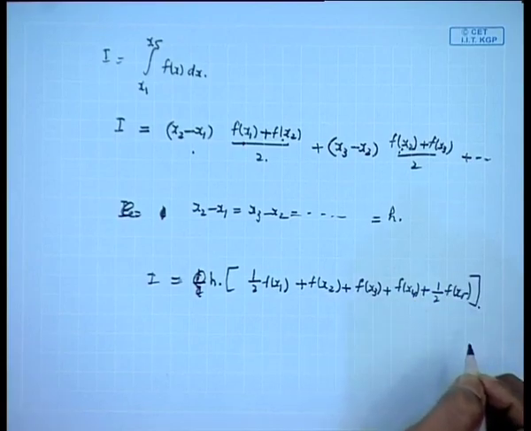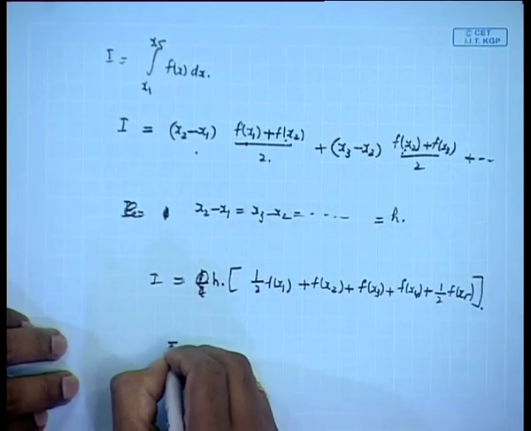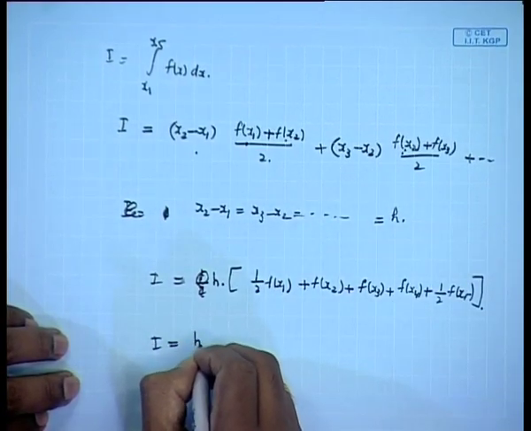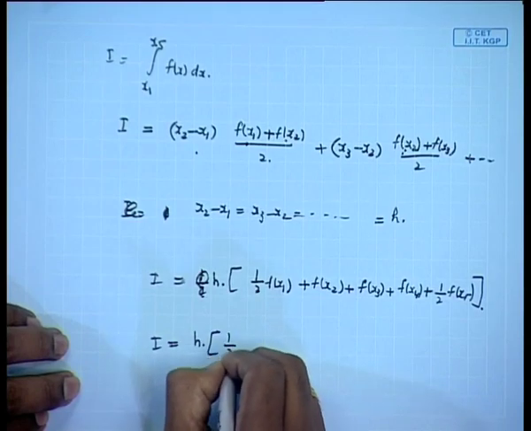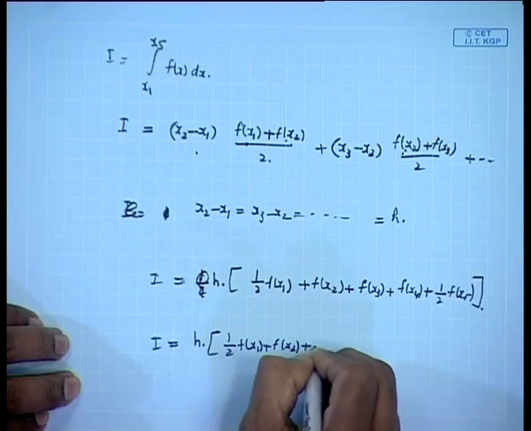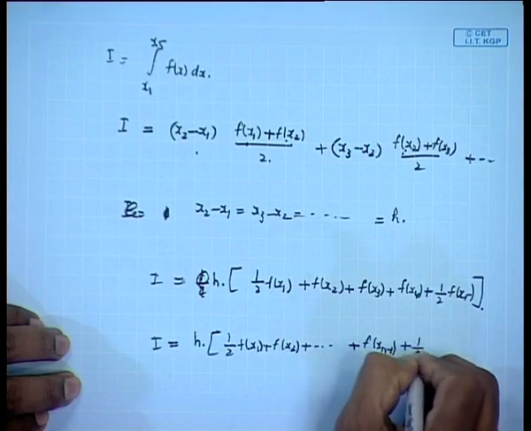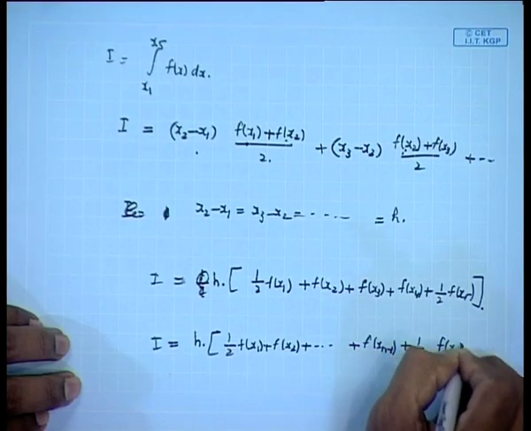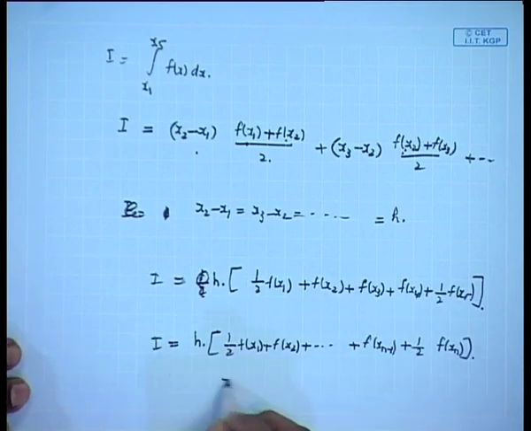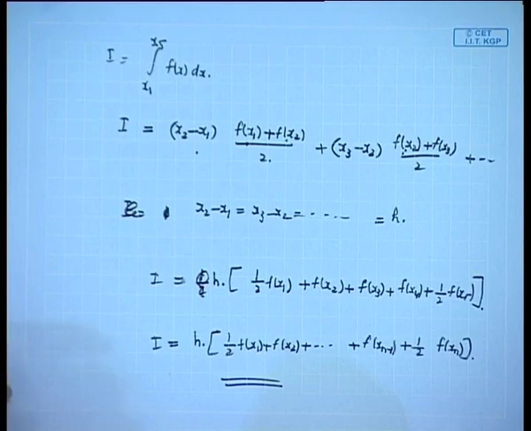So, this gives you the area under the curve, and similarly if you have n such numbers, then I is equal to h into half f of x1 plus f of x2 plus so on till f of x n minus 1 plus half f of x n. So, you will get an expression like this. This is the expression for the trapezoidal rule, which is followed in naval architecture.